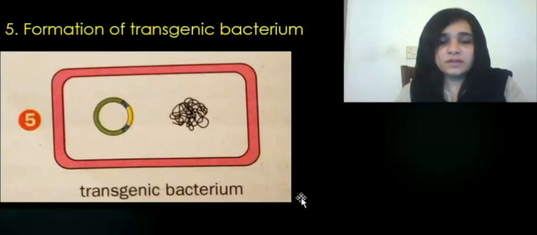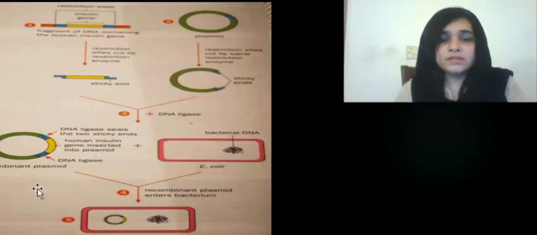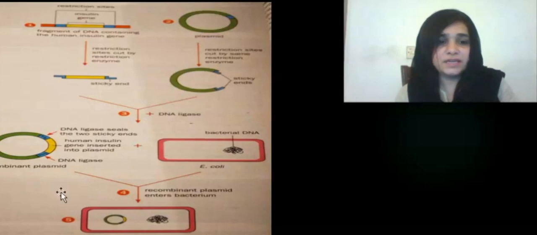So here is a diagram that shows a transgenic bacterium, and this is the recombinant DNA we inserted into the E. coli bacterium. This is the overall diagram that I have already discussed: number 1, number 2, number 3, number 4 and number 5. All of the steps I have already discussed one by one in detail.